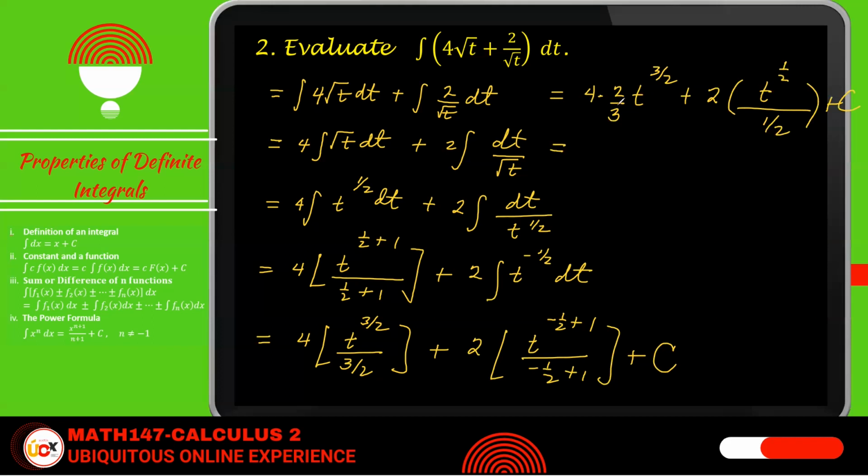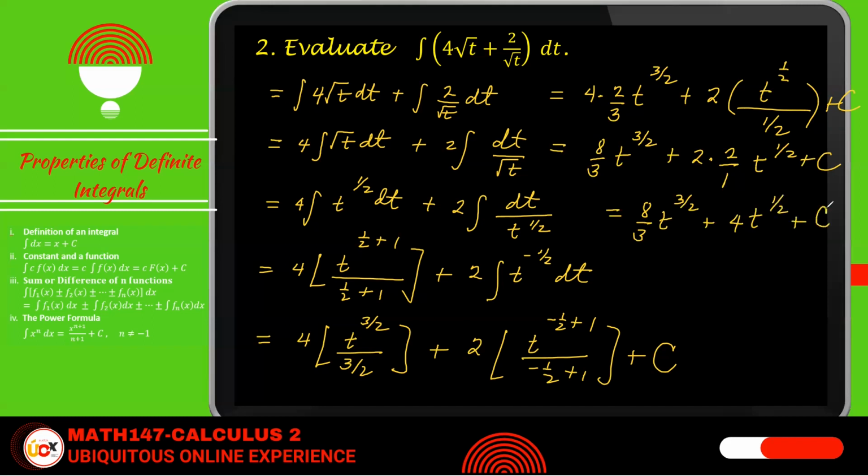So simplifying further, 4 times 2 is 8, so we have 8 over 3 t raised to 3 over 2, plus 2 times, you change division to multiplication, then get the reciprocal. So you have 2 times 2 over 1 times t raised to 1/2 plus the constant c. Or this can be written as 8 over 3 t raised to 3 over 2 plus 4 times t raised to 1/2 plus the constant c. So this is the final answer.